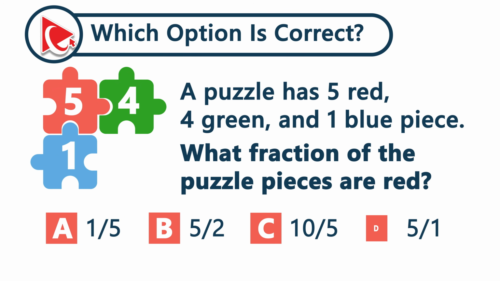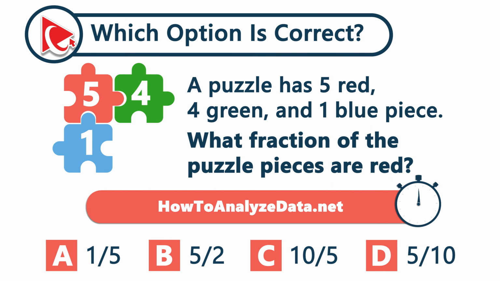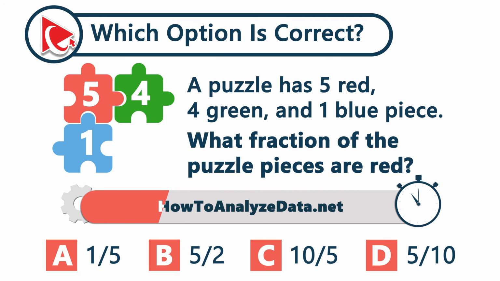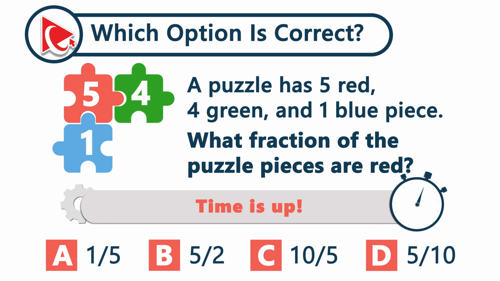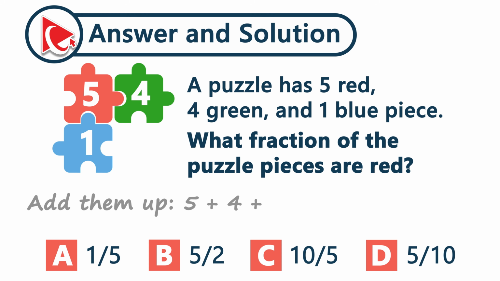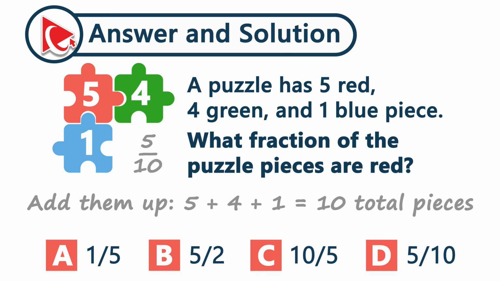We're handed a box of puzzle pieces. Can you figure out what fraction are red? Let's break it down. Add them up. 5 plus 4 plus 1 equals 10 total pieces. Now, just take the red ones. 5 out of 10. That's 5/10 of the puzzle, and the correct answer here is choice D.